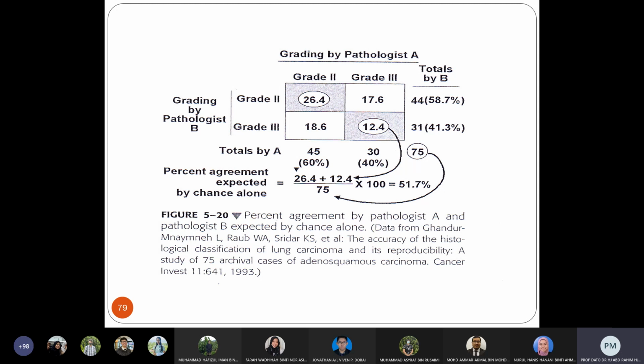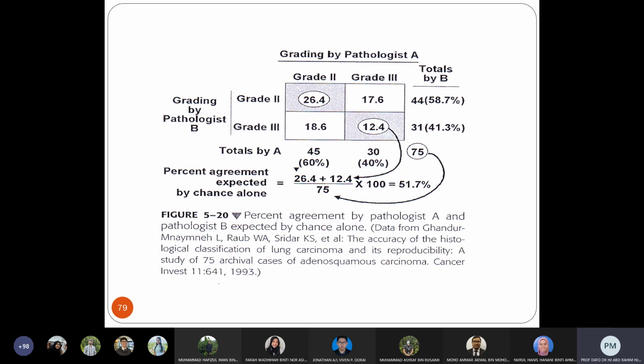Because the gradings are different, both of them have their own way of grading. Pathologist B is also different. So we want to calculate what is in between them, the possibility of identifying the same thing by chance. That's why when you calculate 60% times 44 slides, you will get this number. If you multiply 58.7% by 45, you get the same number. This is how to calculate by chance. It means that this calculation is the same. You get what I mean? That is by chance, either way, by A or B.